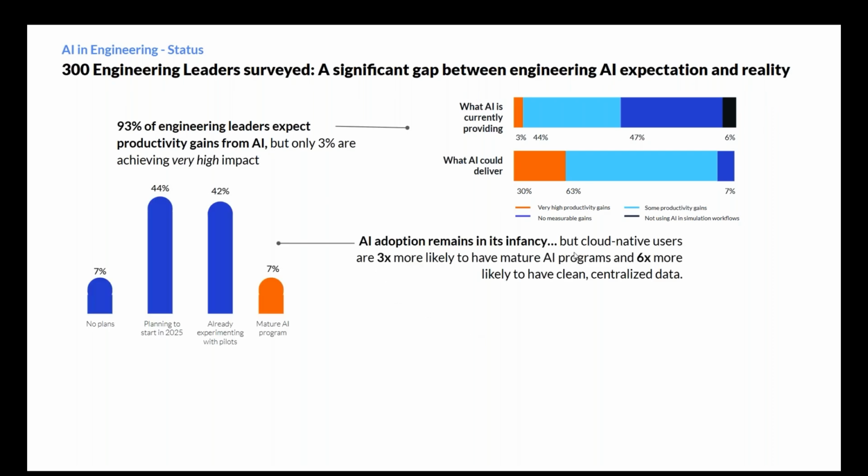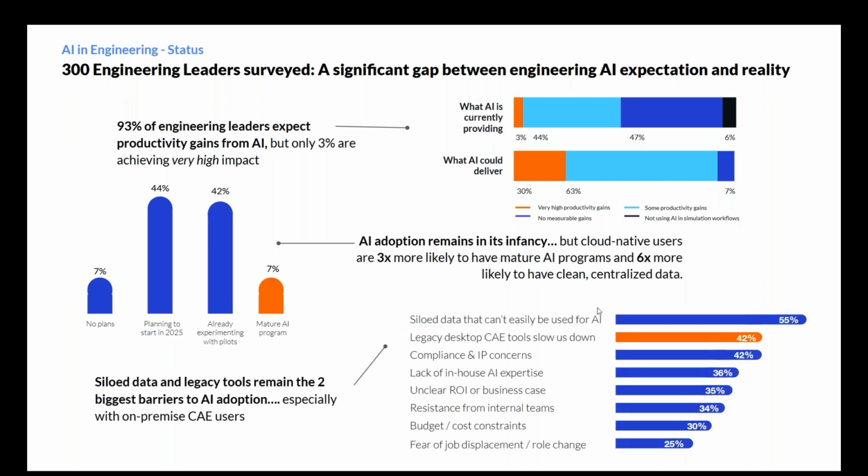As well, we see that when users are already using cloud-native simulation tools, they are much more likely to have an AI approach already available, and 6 times more likely to have clean and centralized data. Because what we're seeing as well is that siloed data, not being accessible broadly, is the main bottleneck that prevents engineering organizations from enabling a broad use of AI. And we're here to change that, essentially.